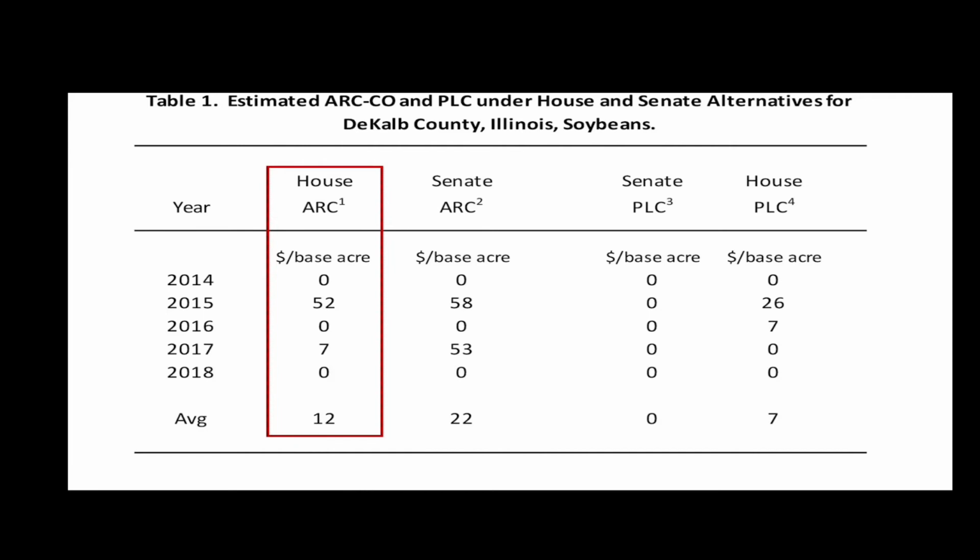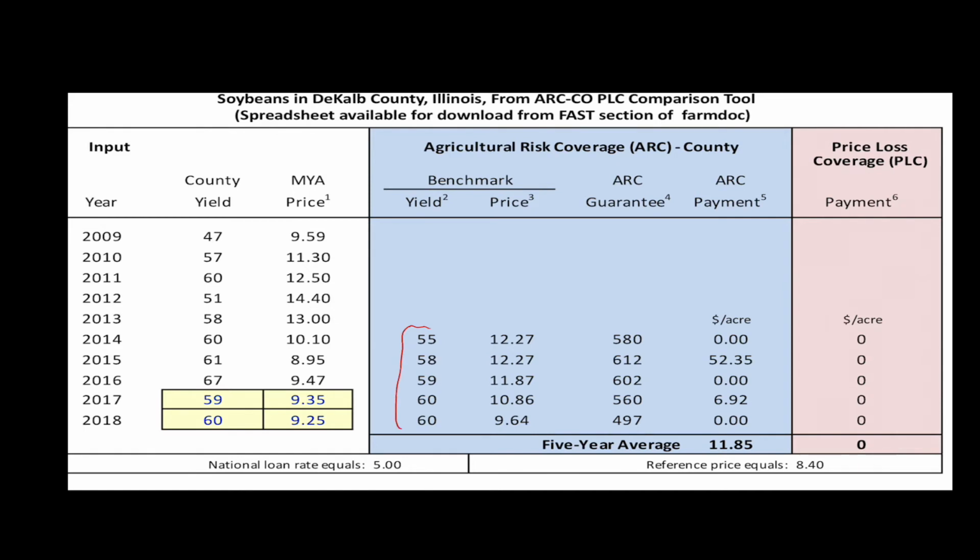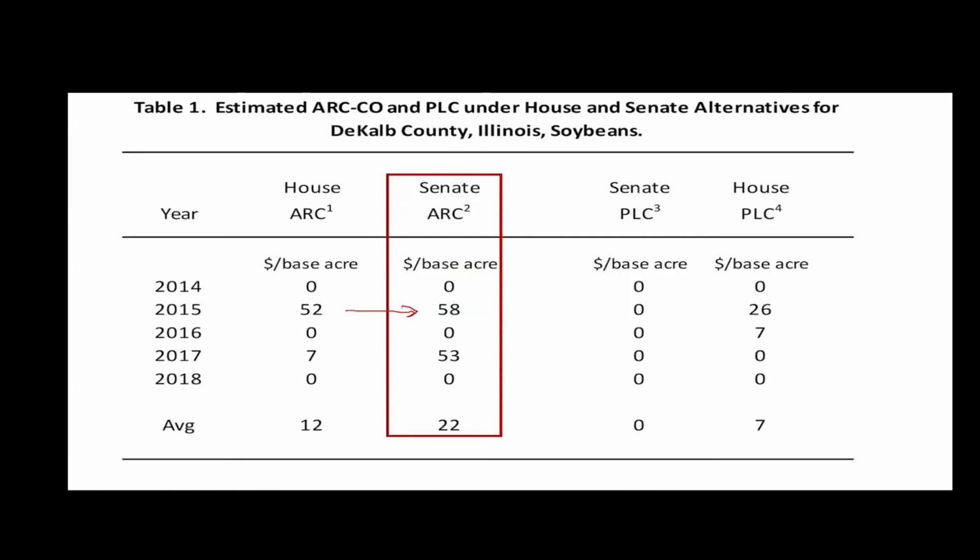For the Senate version, we would expect to see higher payments, because the benchmark yields are going to go up by about 1.41 bushels, which happens to be our RMA trend increase times 3. Whether FSA will use that method or not, we'll have to wait and see if this bill passes. But with 1.41, the 55 bushels would go up, and that would trigger higher payments. Those higher payments would be $52 to $58 in 2015; we're actually hitting the cap in that year. In 2017, we would have seen a substantial increase from $7 to $53. Over the 2014-2018 life, we would have seen a difference of $12 versus $22 under these two ARC County versions.